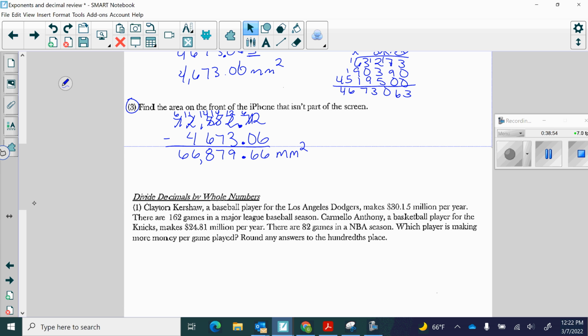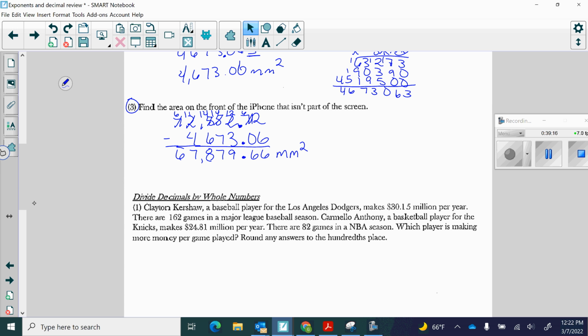Any questions? Yes? 11 minus 4 is not 6. Thank you. Sorry. I'm trying to finish quickly so we don't have so much homework. Is that better? Yes? Any questions about this problem?